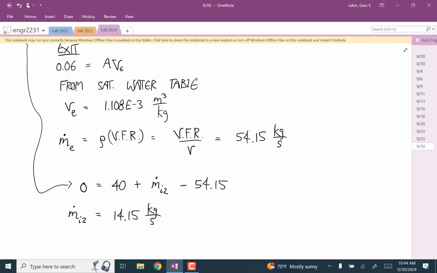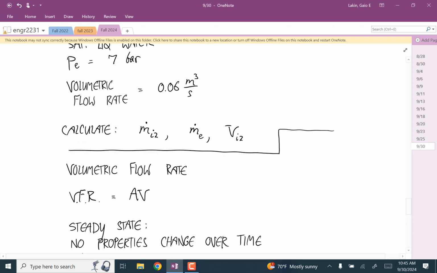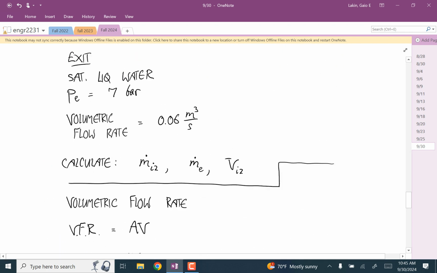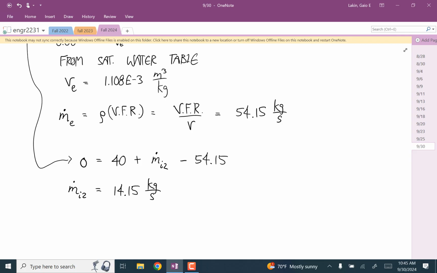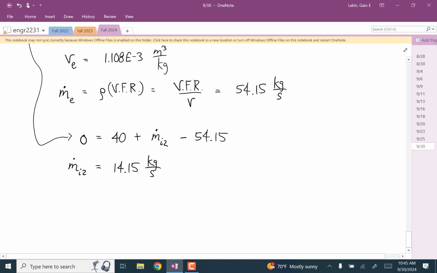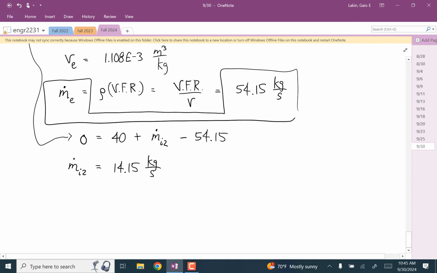And now what are we trying to find? We wanted to find m dot at inlet 2, so we found that. We wanted to find m dot at the exit. We found that. And the last thing we want to find is the speed at inlet 2. We're given that area. So this is one of the things we were asked for.